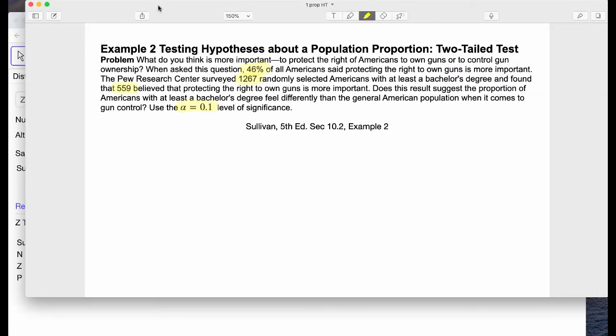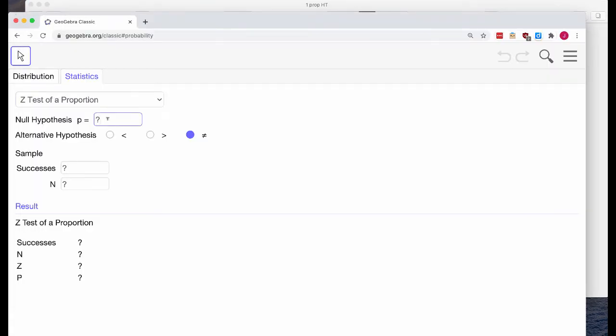Well, the population proportion may not be explicitly stated, but it says that we know 46% of all Americans said protecting the right to own guns is more important. So this is representing your entire population, the 46%. So we'll put in 0.46 into that box. So make sure you put in a decimal and not a large number like 46, because your math won't come out right. Then we need to choose an alternative hypothesis.